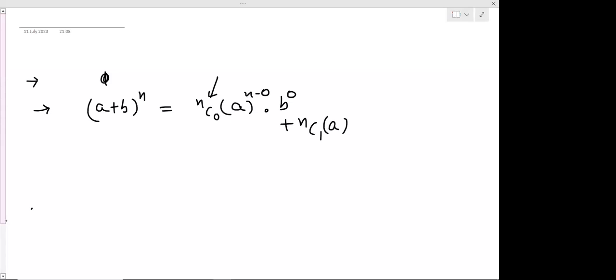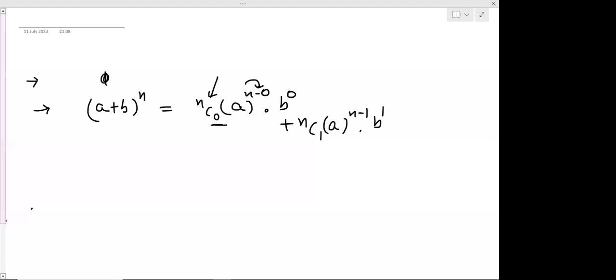What will happen here? Look at the pattern. If it was 0 here, then a to the power n minus 0. So here what will happen? n minus 1, then b to the power 1. It is clear? Yes, sir.